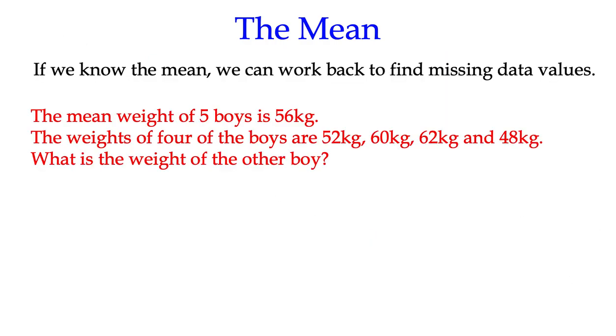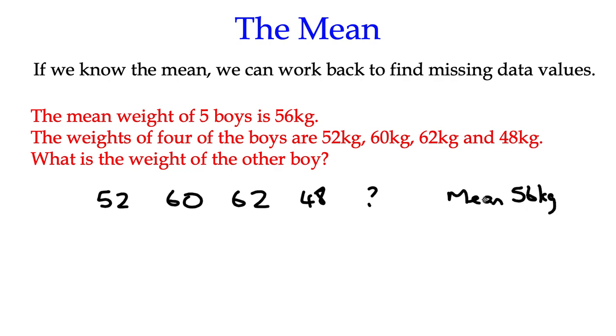Okay, so what can we do with that? That's fairly straightforward. We can work back. Another development, once you've practiced doing that, is a wee bit of problem solving. We can work back if we know the mean. So the mean weight here of 5 boys is 56 kilograms. That means that on average they're 56 kilograms. We know that the weights of 4 boys are 52, 60, 62 and 48. What's the weight of the other boy? So we've got 52, 60, 62, 48 and something. It gives us a mean of 56 kilograms.